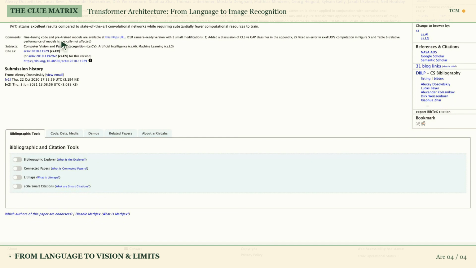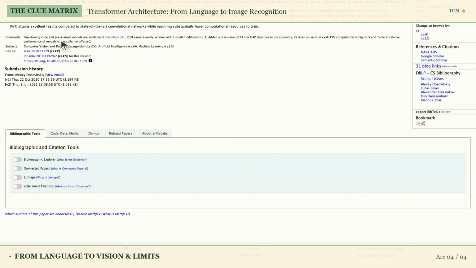The core insight was elegant in its simplicity. An image is split into fixed-size patches, each of which is linearly embedded and fed as a sequence of tokens to a standard transformer encoder. Essentially, an image becomes a long sentence of visual words. So a 16 by 16 pixel patch becomes a token, like a word, and then the transformer sees a sequence of these visual tokens, just as it sees a sequence of word tokens.